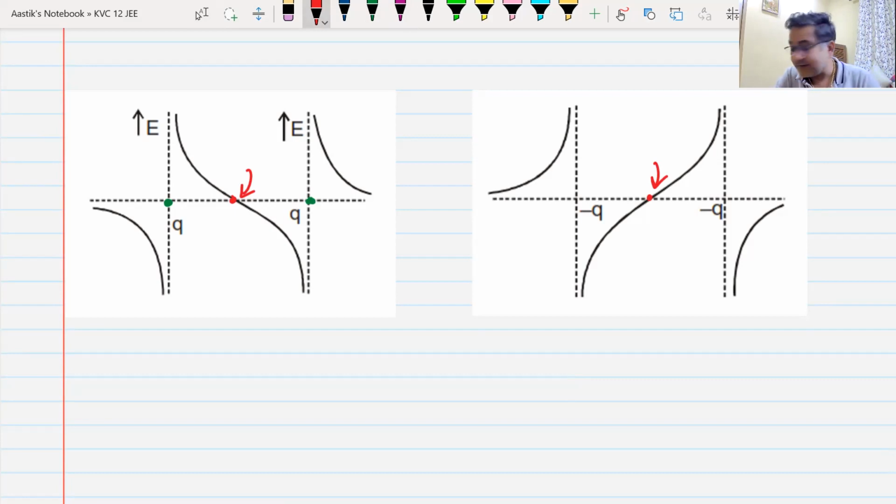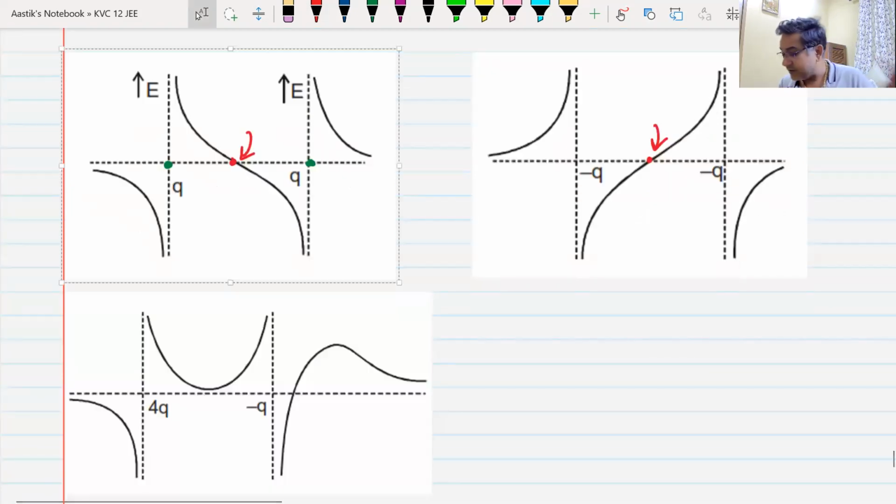So with these four examples, I think you should be able to do any question of this category, if it comes in your examination paper, because this actually covers every type of question that I have seen coming up till now. So this is the third one where you have one positive charge of larger magnitude, and one negative charge of smaller magnitude.